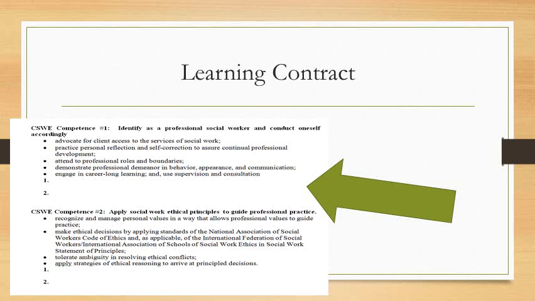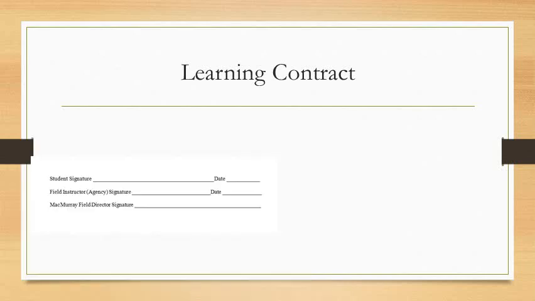This should be completed for number 1 and 2 of each competency 1 through 10. At the end of the learning contract, the field instructor will sign the final page on page 22, as well as the student and the field director.